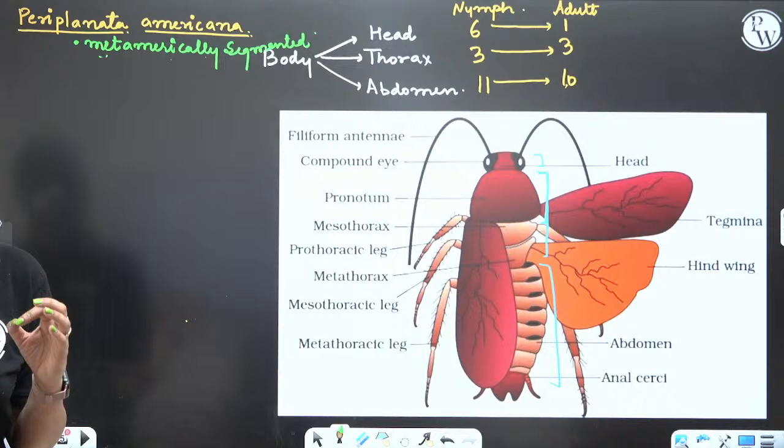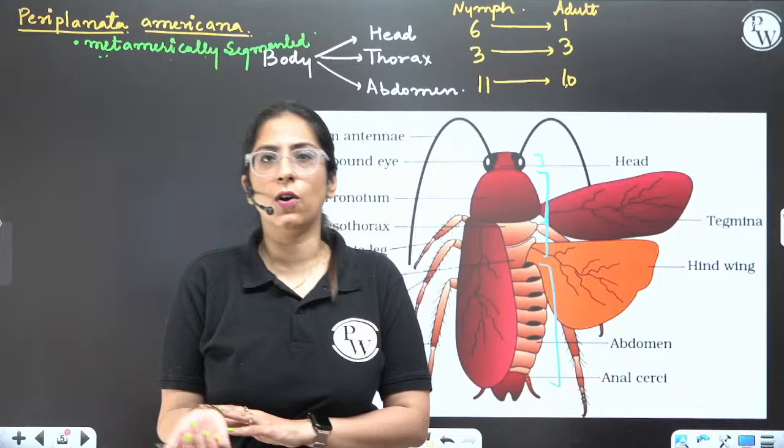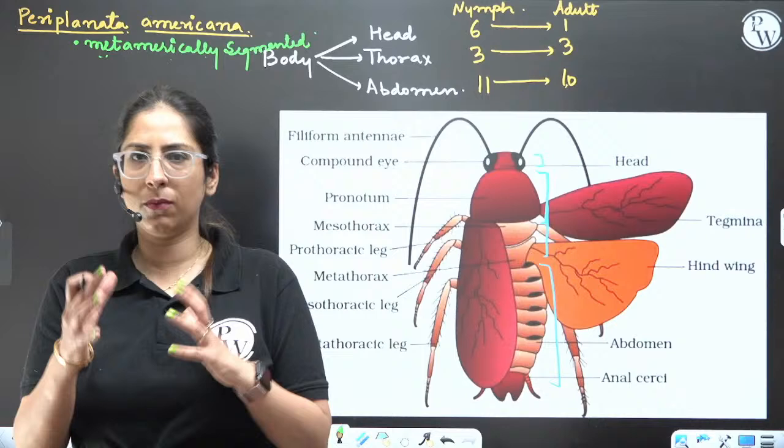Now let's go deep into this chapter, because one topic is recently introduced, that is the frog. Now we have a frog also, we have cockroaches also, we have tissues also. So definitely, instead of 3 to 4 questions this time, you can expect more than 3 to 4 questions, because new topics are being added.